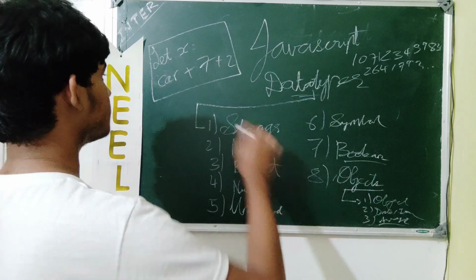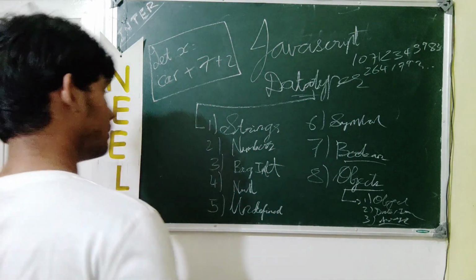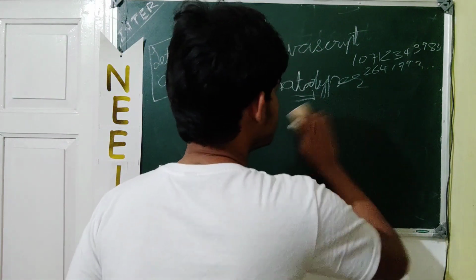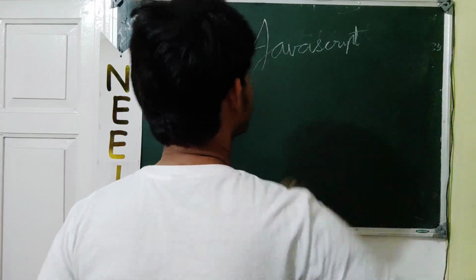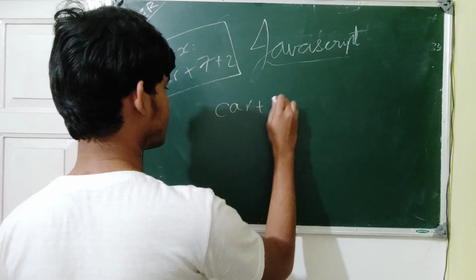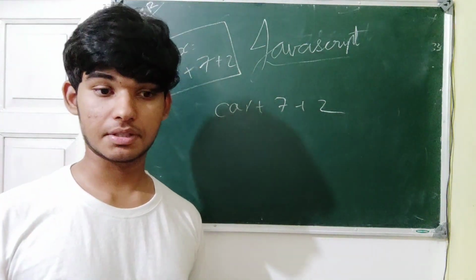So I have proposed the question where let x is equal to car plus 7 plus 2. So you might be confused on what might happen when this is done. So let me just write this over here. Car plus 7 plus 2. What do you think might have happened?